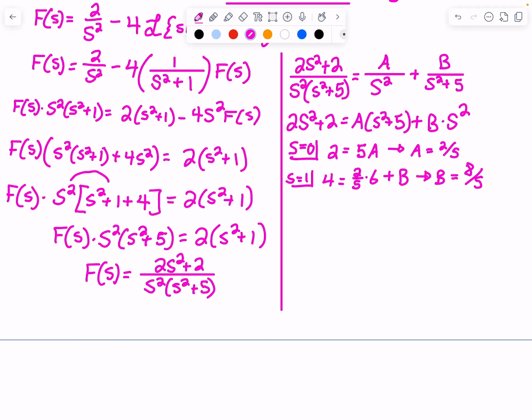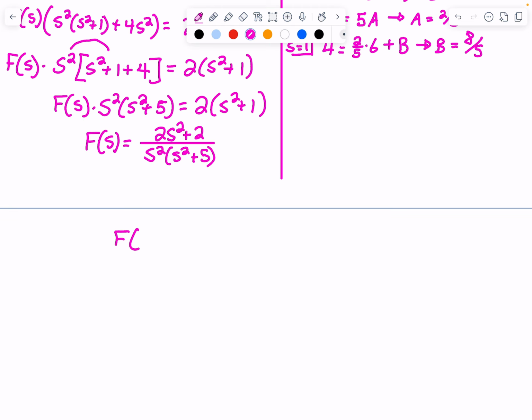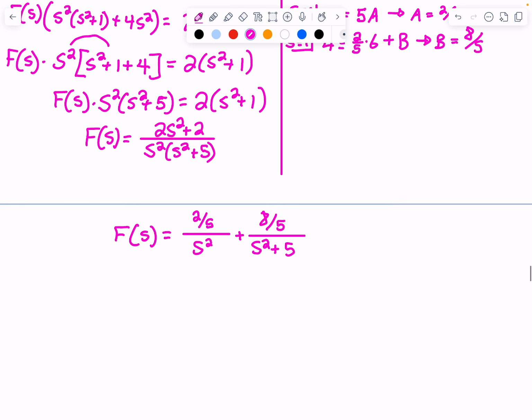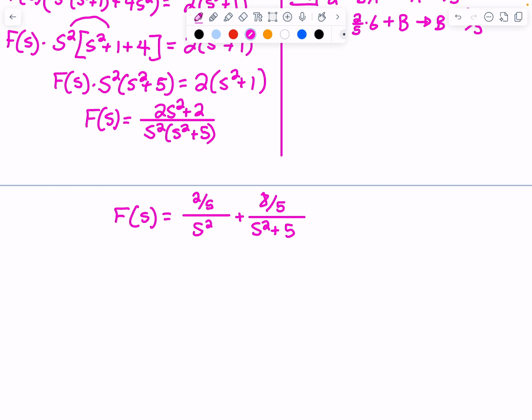So what that means then is that capital F of s is equal to 2/5 over s squared plus 8/5 over s squared plus 5. All right, that first one, we could take the inverse Laplace, not a big deal. The second one, we need to do a little bit of work. You can see s squared plus 5. There is no s on top, so that means we're trying to get a sine.